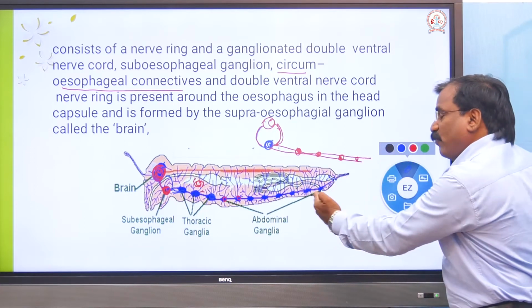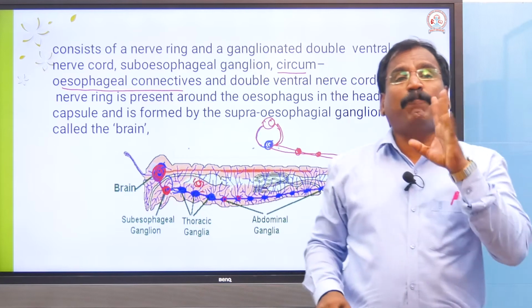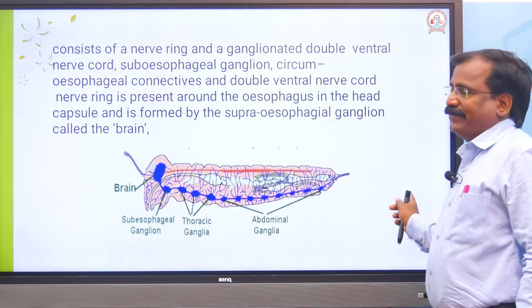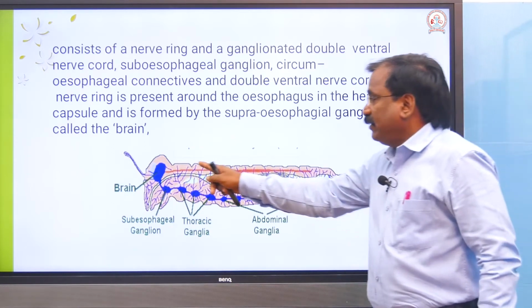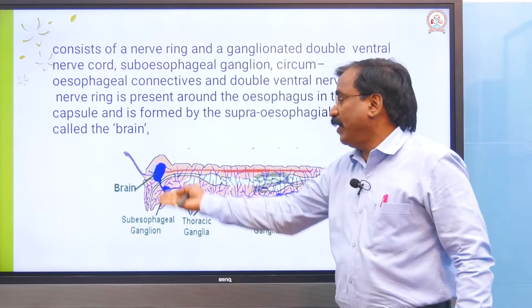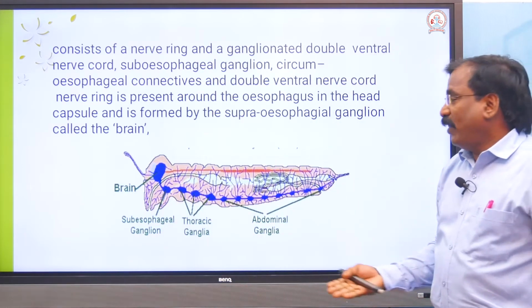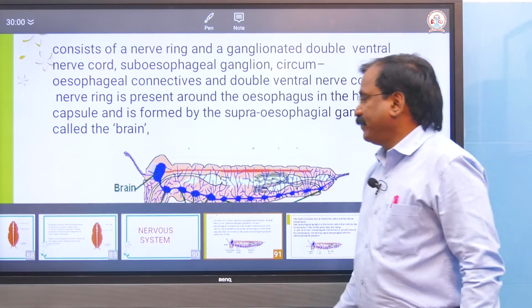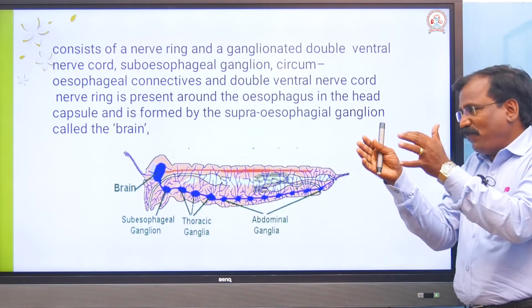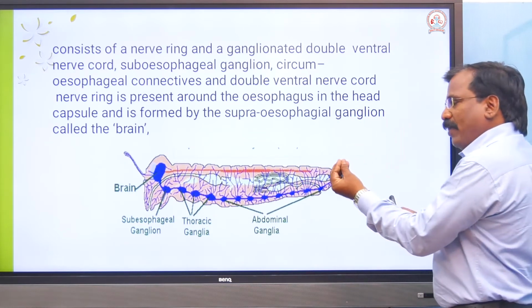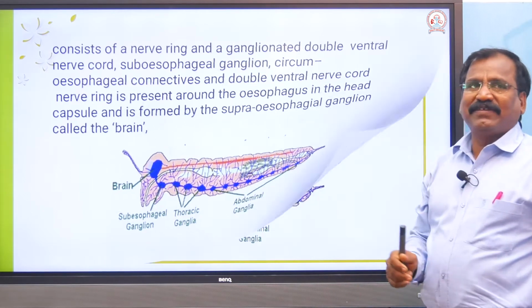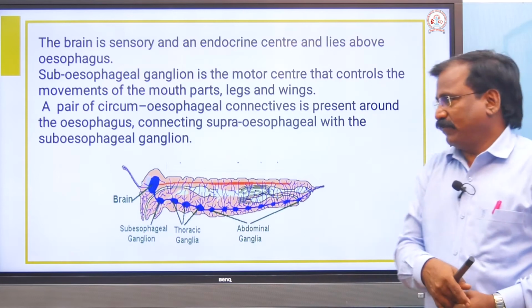The double ventral nerve cord runs up to the seventh abdominal segment. The ganglion found above the esophagus is called the brain. So the brain, circumesophageal connectives, subesophageal ganglion and double ventral nerve cord form the nervous system.